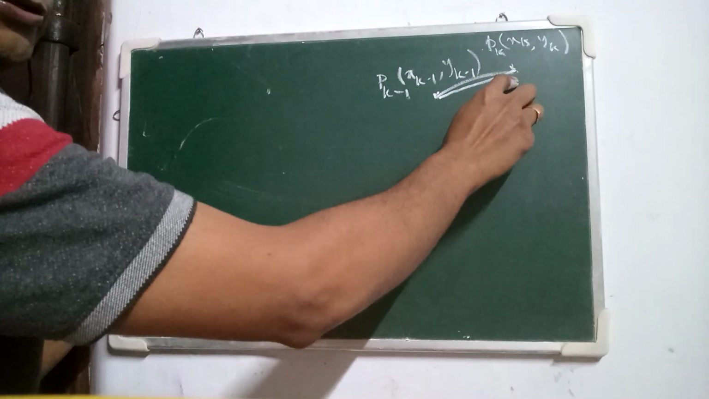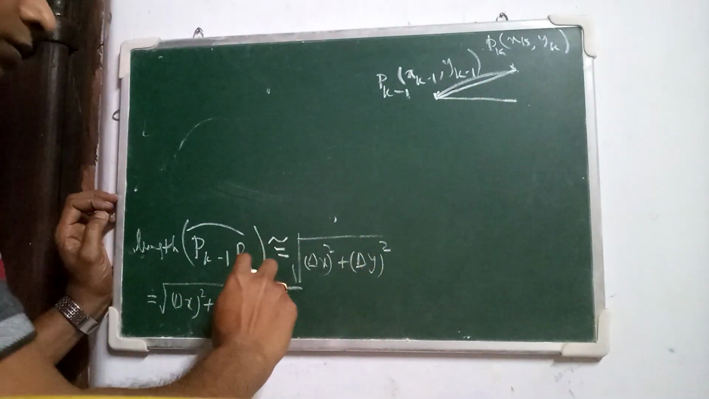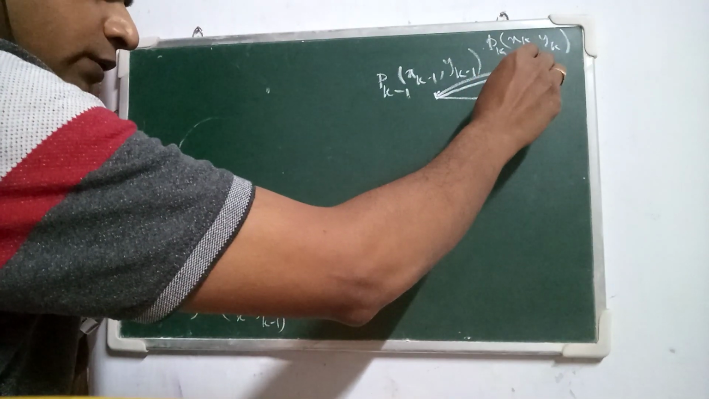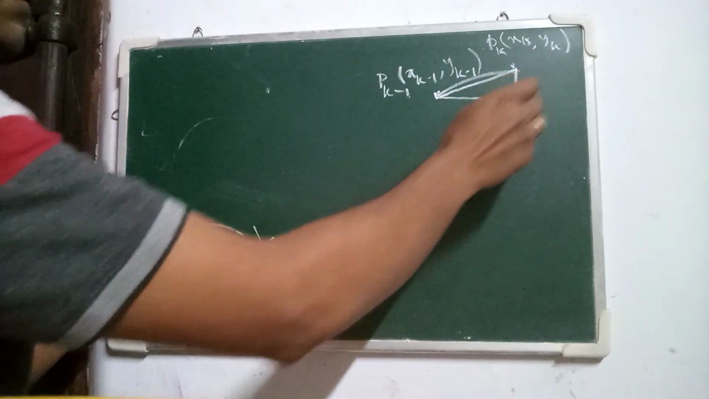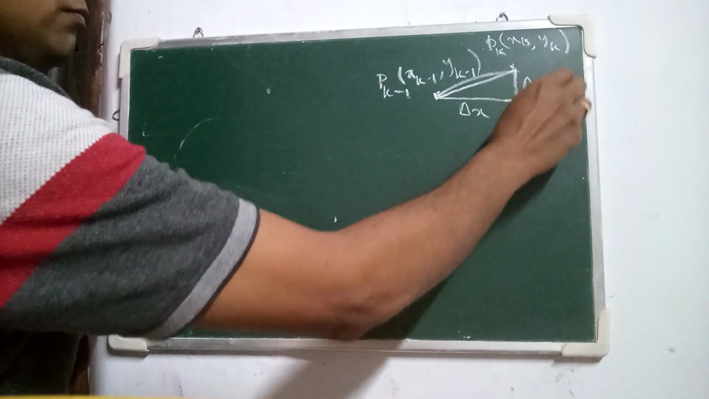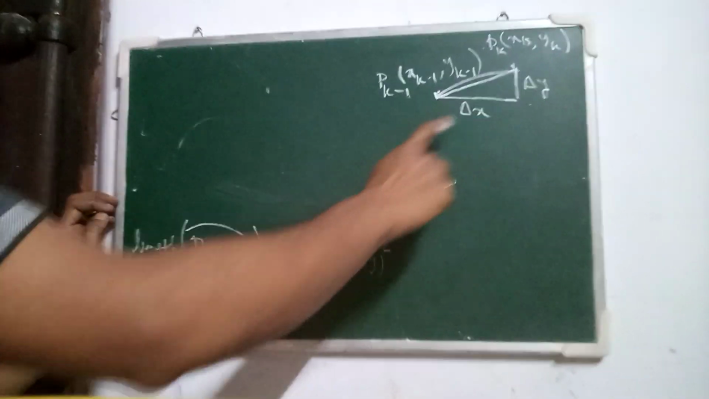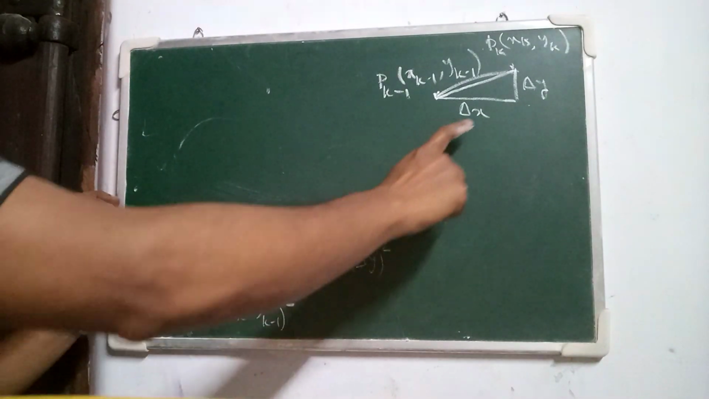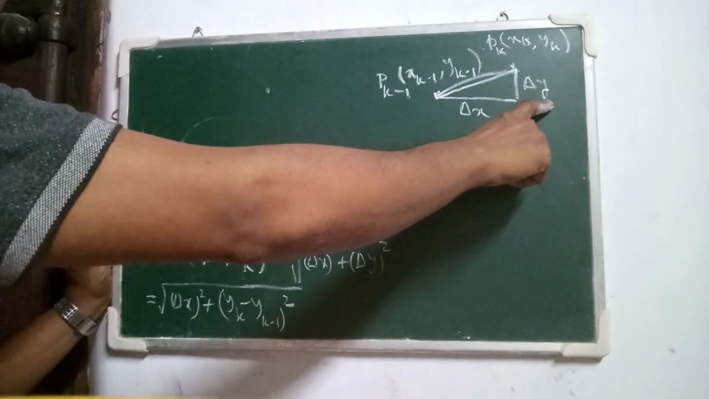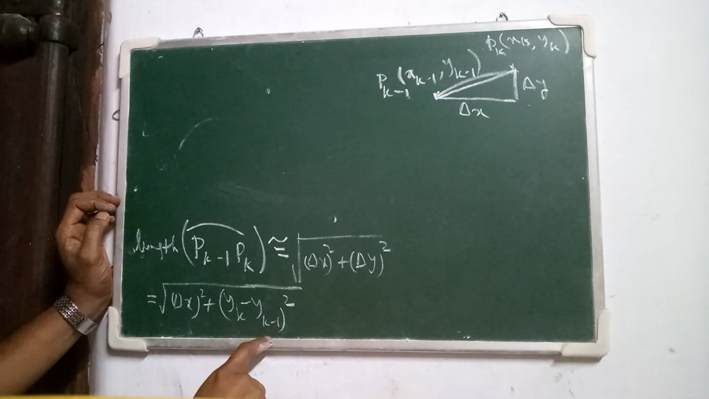But this length I can measure using Pythagoras theorem. It is square root of this length square plus this length square. This is delta x, this is delta y. Delta x is x k minus 1. Delta y is y k minus 1. So I have substituted for delta y as y k minus 1.